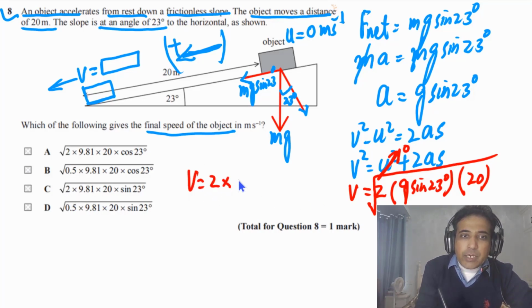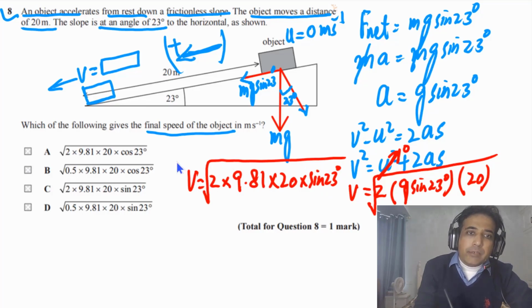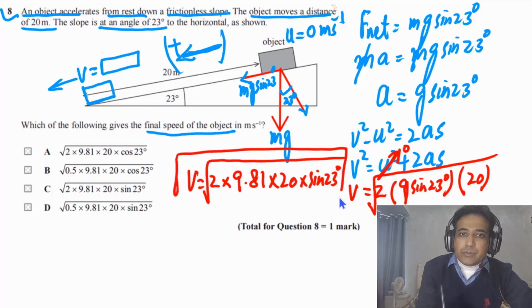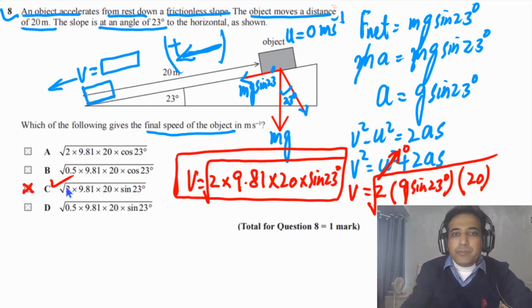We can say this is 2 times 9.81 times 20 times sine of 23 degrees. So this is a better way of writing. So this is our final answer, and if you look at the given options, C is the right answer. So this is the answer. So this is how we can answer.